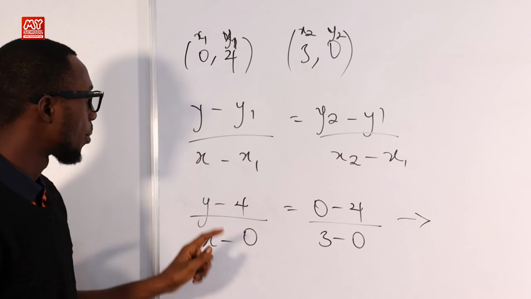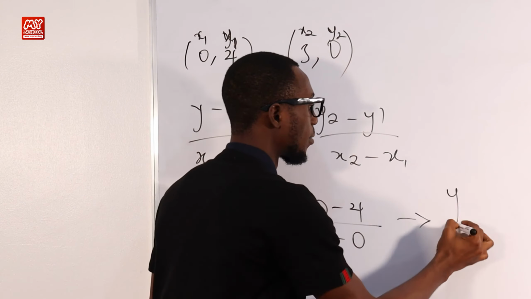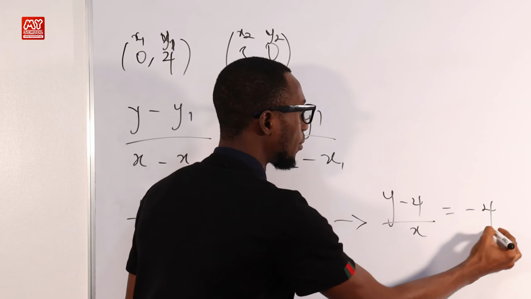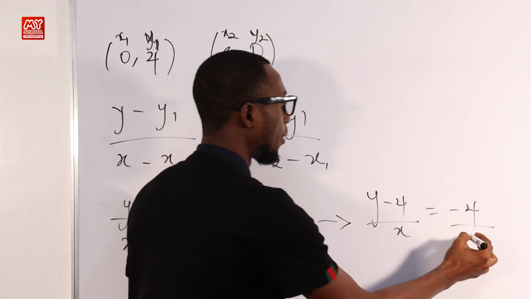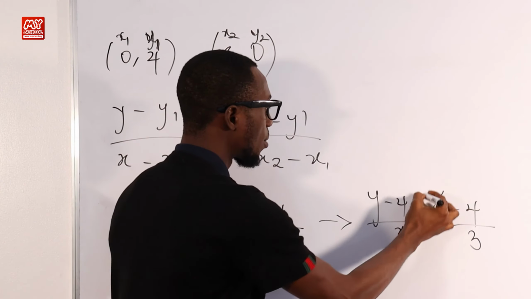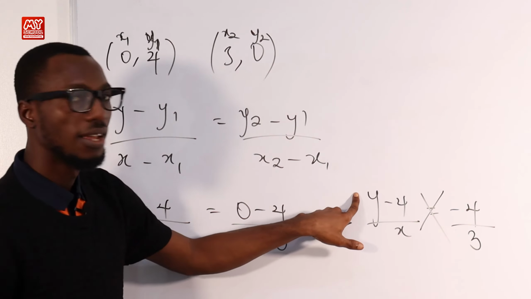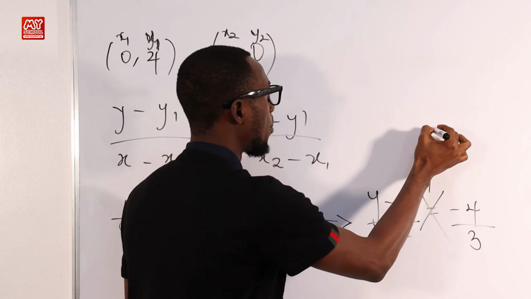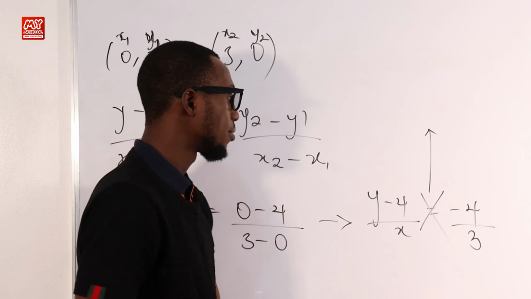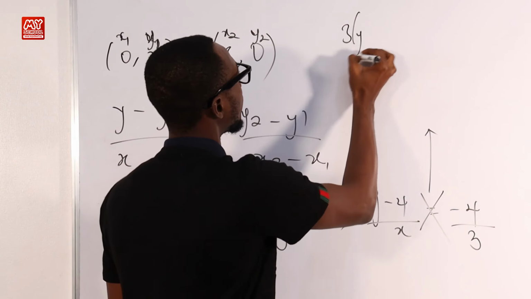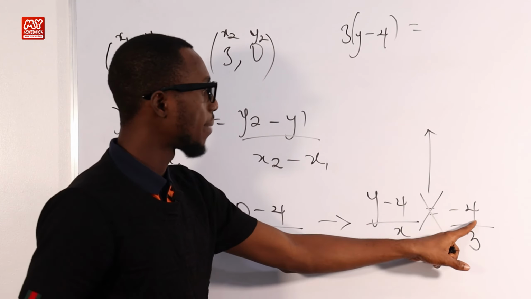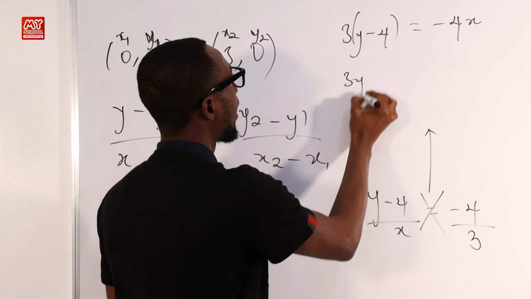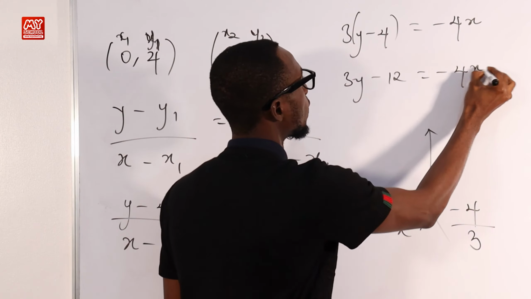So if we move the equation further, we have y minus 4 over x equals 0 minus 4, that is minus 4, over 3 minus 0, we have 3. So what do we do? We just cross multiply. What we have at the denominator multiplies what we have at the numerator on the left hand side, likewise for the right hand side. So let's move this up so that we can have a bigger space to express our solution. So we'll have 3 times y minus 4 equals minus 4 times x, that is still minus 4x. So let's expand the bracket. We would have 3y minus 12 equals minus 4x.